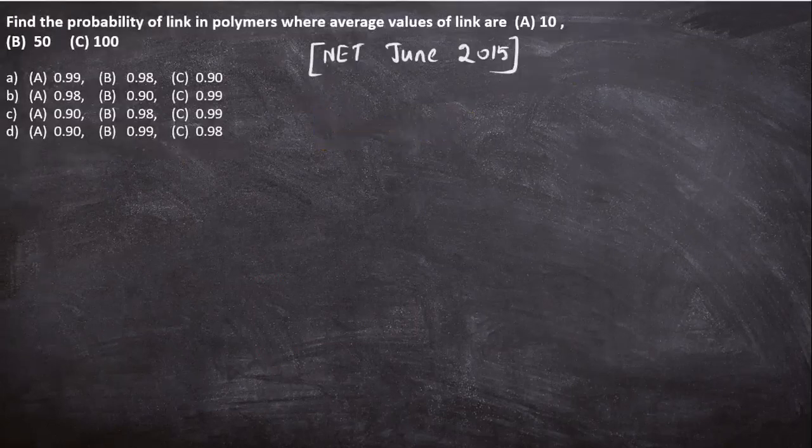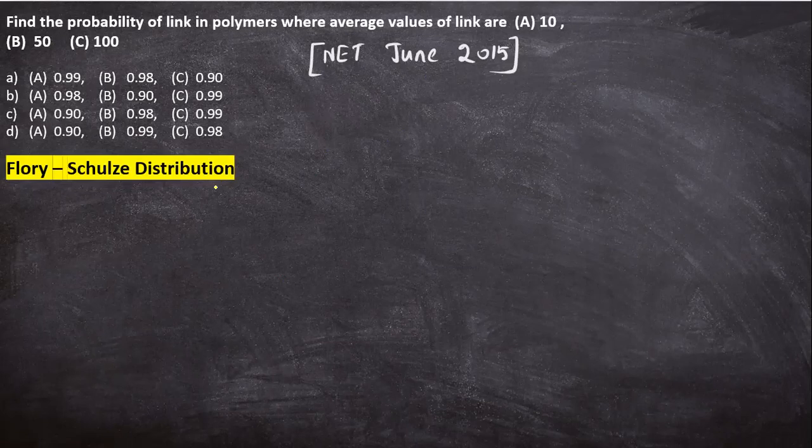Find the probability of linkage in polymers where the average values of link are given. Guys, I have forgotten to tell you one concept. Let's discuss that concept here only, because this question is asked from that concept. A very simple concept, that is the Flory-Schulz distribution. You can pronounce it however is possible for you. Here there is no need to go through the derivation. In simple form there are two formulas, and if a question is asked, it will be asked on those formulas.